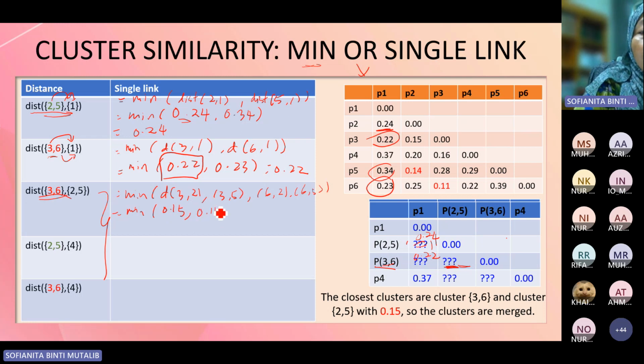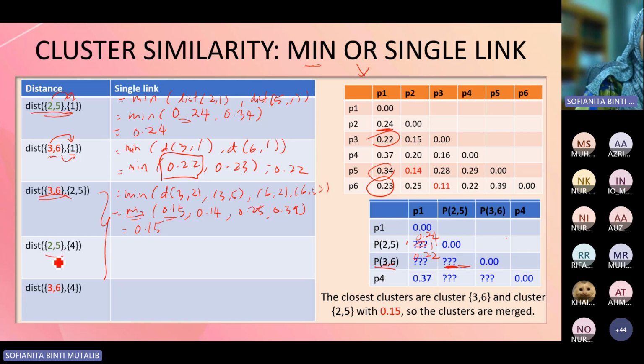3, 5 is 0.14, 6, 2 is 0.25, and then 6, 5 is 0.39. Because we use the minimum function, the outcome is 0.15. Okay, good. Chahrul and also Ali Imran.